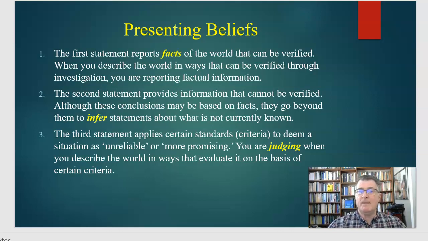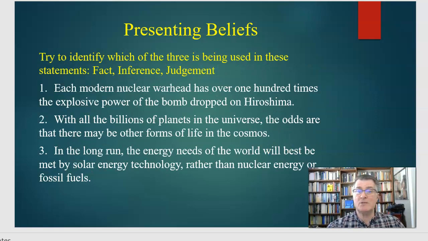You're basing your judgment, opinion, there's a fair amount of overlap there, when you're describing the world in ways that evaluate it on the basis of certain criteria. So if you just go back for a second to the previous comments here, the first one, factual. Each nuclear warhead has over 100 times explosive power. That's factual. Second, for the billions of planets, the odds are, right, it is likely that there may be other forms of life. And the third one, a judgment, in the long run, so we're talking could be 10, 20, 30 years into the future, the energy needs of the world.